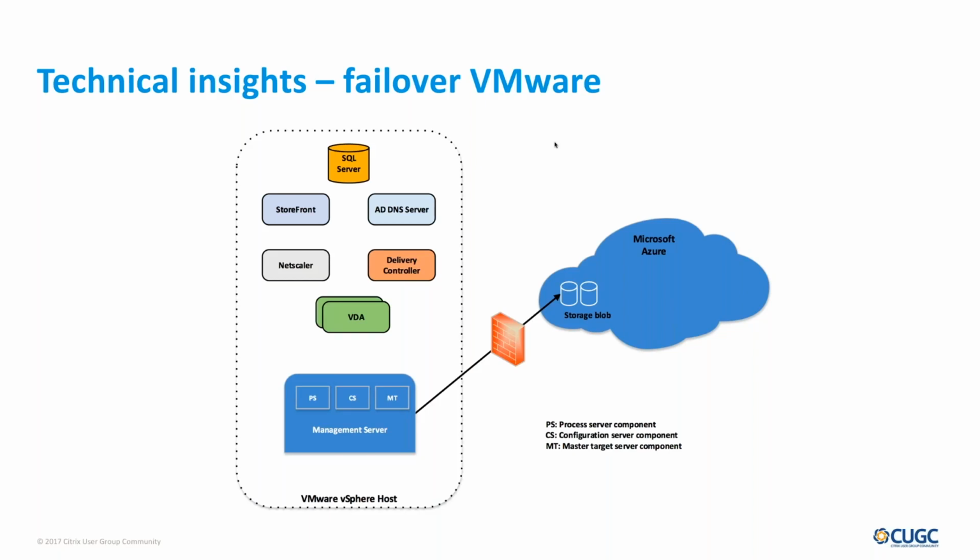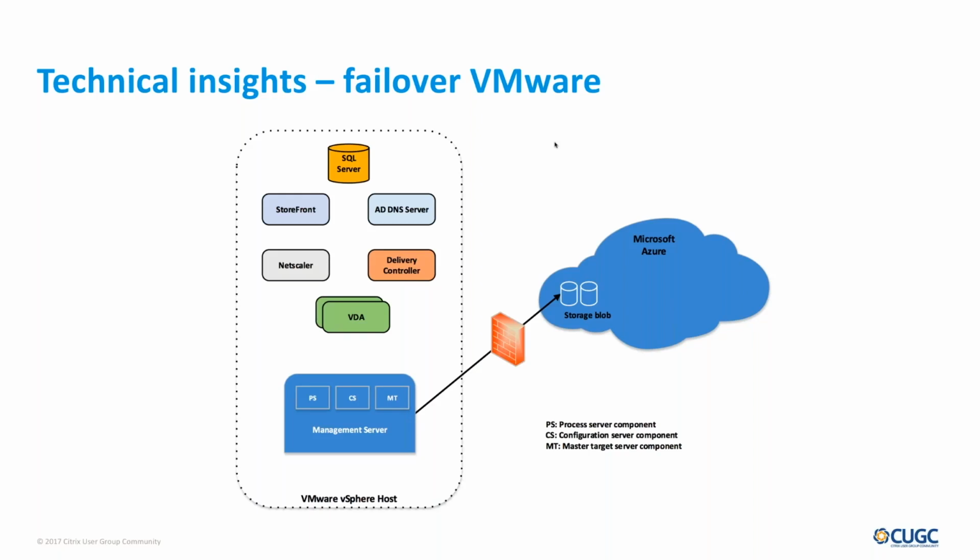On the lower side, you can see that there are some management servers activated with the process server, configuration server, and the management of the master target server active on that server. What actually takes place is the management server is connecting to the vCenter server of VMware, and with the vCenter server it discovers your environment, and then an agent is deployed on the servers that you want to replicate to Microsoft Azure.